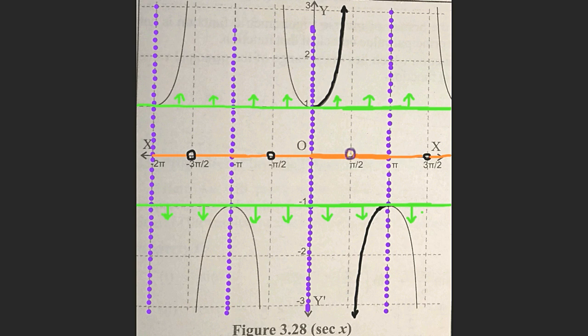Now, as the graph of secant function is above the line y equal to 1 and below the line y equal to minus 1, therefore the values on the y-axis or numbers on the y-axis associated with this graph are all real numbers except the open interval minus 1 to 1. Therefore, the range of secant function is R minus open interval minus 1 to 1.